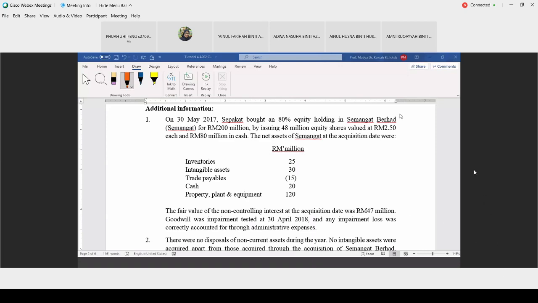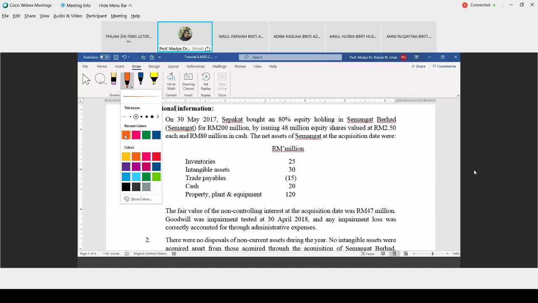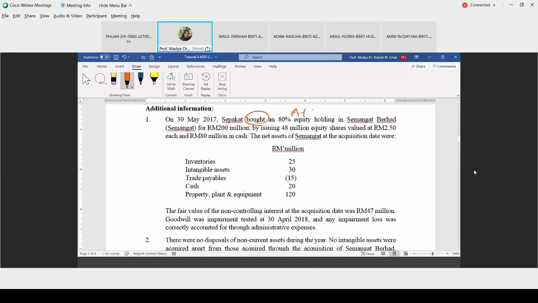Okay, so on 30th of May 2017, Sepakat bought 80% equity. Bought means that when you bought, your assets and liabilities will increase. At the same time, you're going to have a goodwill. So you bought 80% equity at the value of 200 million by issuing 48 million equity shares at the value of 2 ringgit and 50.